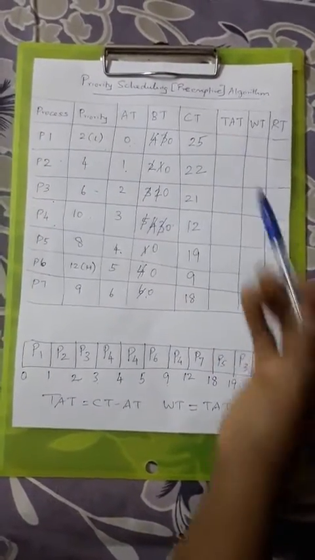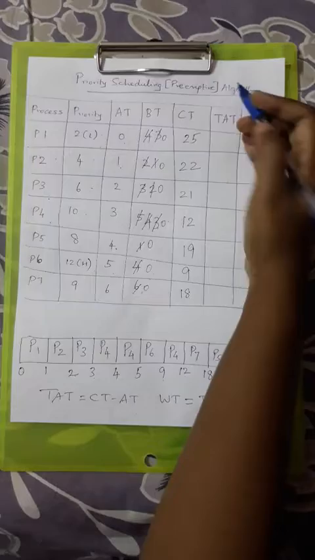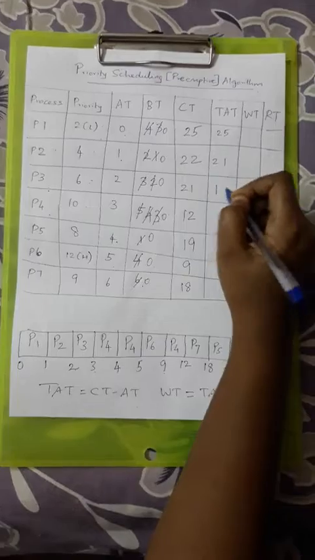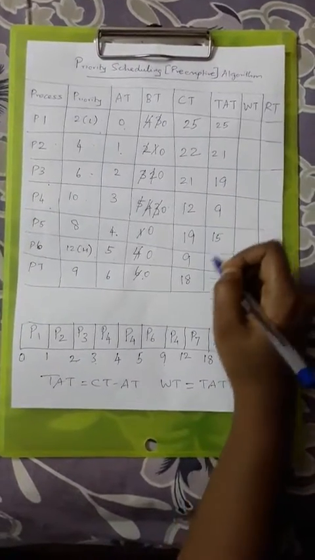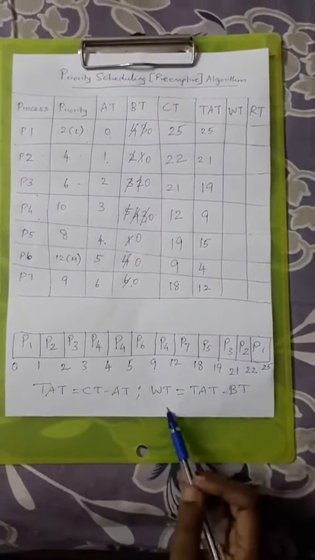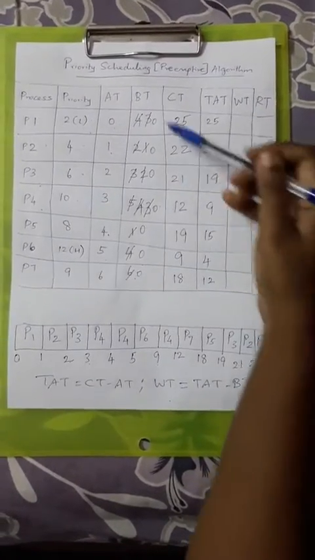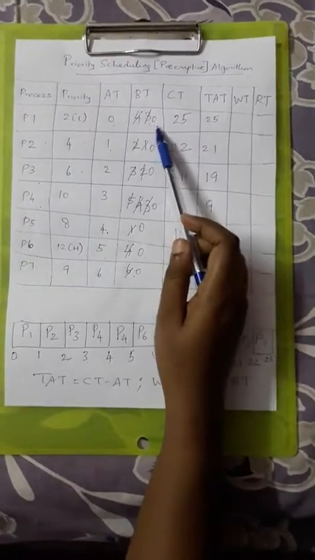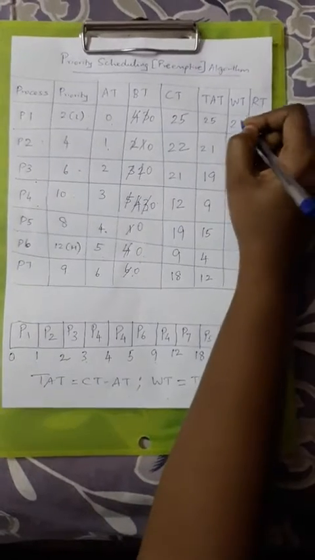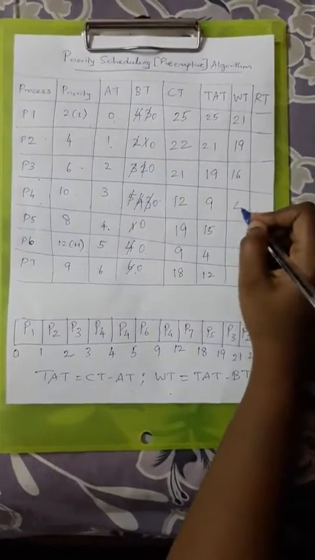Next, we have to calculate the turnaround time using the formula completion time minus arrival time. Simply subtracting the values, I am filling all the values for the different processes. Next, waiting time. For waiting time also, we can calculate it by means of the formula turnaround time minus burst time. Don't use the struck-down values. Use the original value. So, by simply subtracting, I will get all these values.